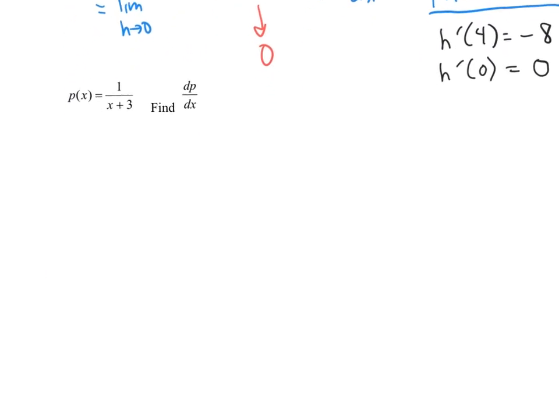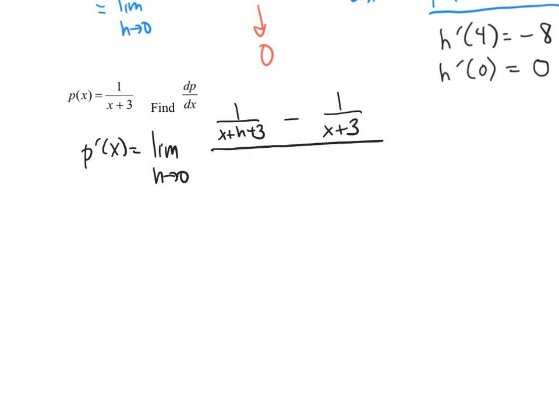Okay, let's look at this one. Now this is a fractional one, but it's the same thing. I've used different notation here, dp dx. If you want to use p prime x, that's fine, it's the same thing. We're finding the derivative of this function. So again, it's going to be the limit as h goes to 0. First, we will plug x plus h in for x, so we get that nasty fraction, minus 1 over x plus 3, all over h.